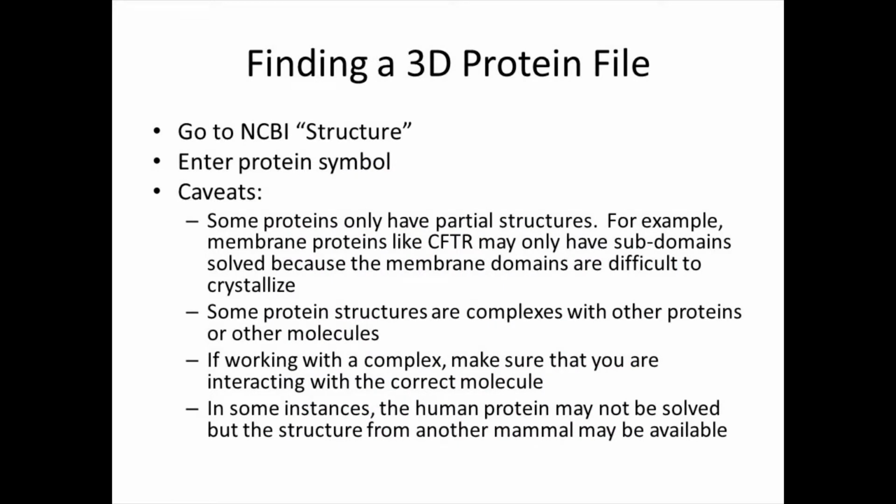Finding a three-dimensional protein structure file involves going to the NCBI resource under the Structure menu. Then you enter the symbol for the protein you're interested in. There will be a number of caveats that will influence your success. Some proteins only have partial structures.